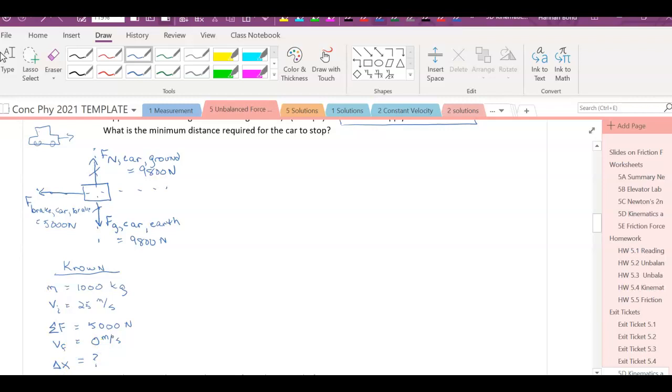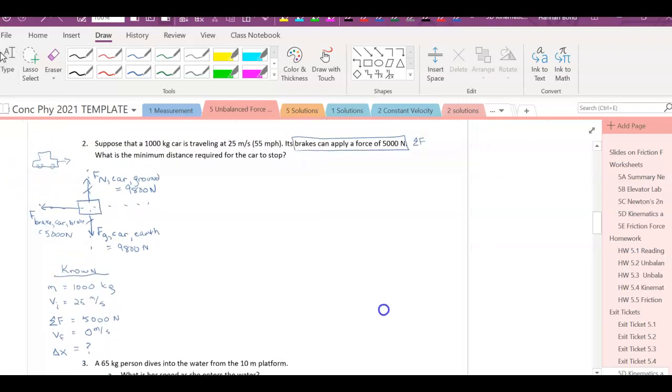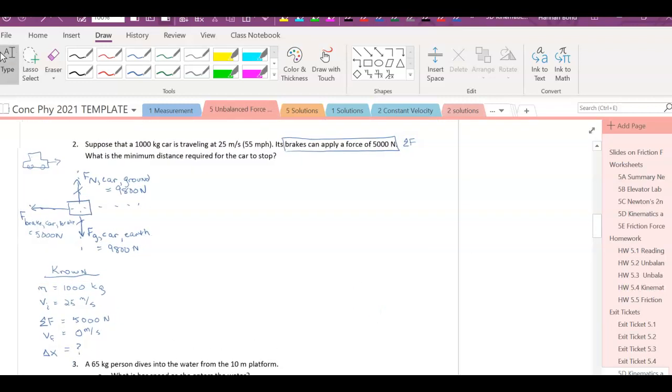Okay. So in this kind of situation, I do not have enough information about the motion of the car to use a kinematic equation yet. I only know the initial and final velocities. But I do have enough information to use Newton's second law. So here the first step is going to be to use Newton's second law to find the acceleration.